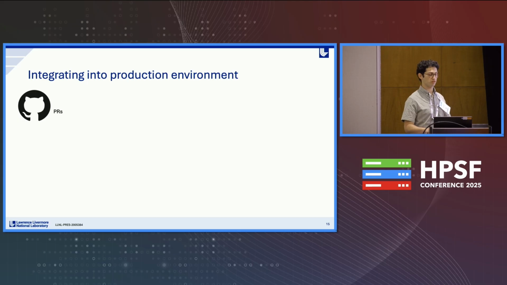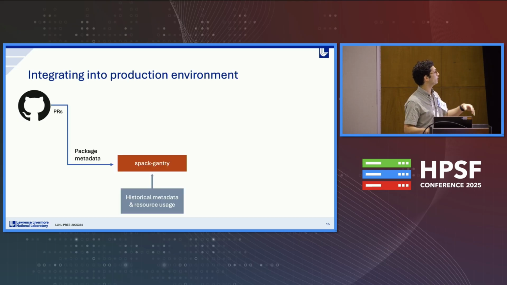So in terms of how this will be integrated into the production environment, you submit a PR, and if that PR is in the list of packages that we are building within CI, that gets sent to the spack-gantry service. We check the historical metadata and resource usage, and that gets outputted as a prediction.